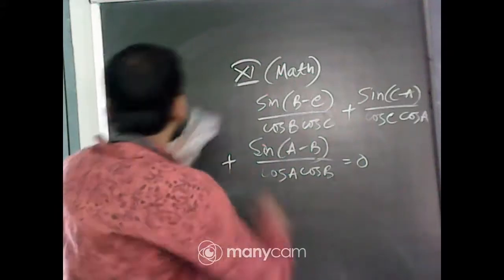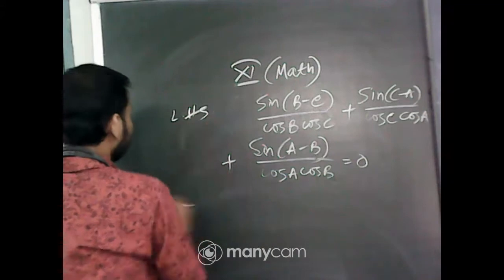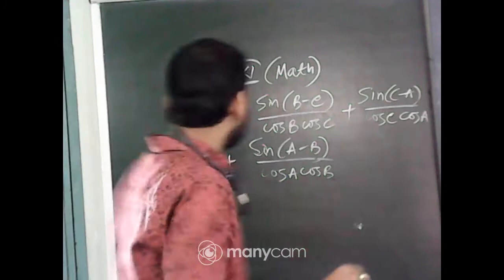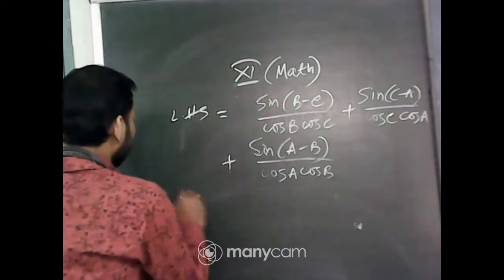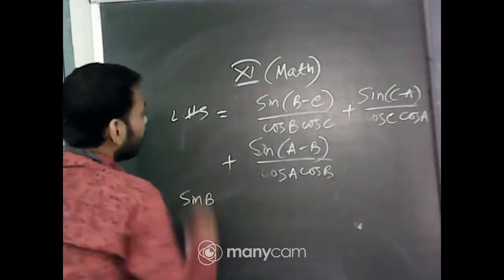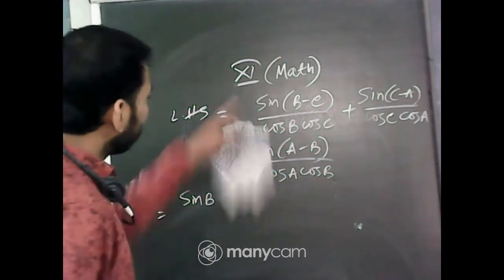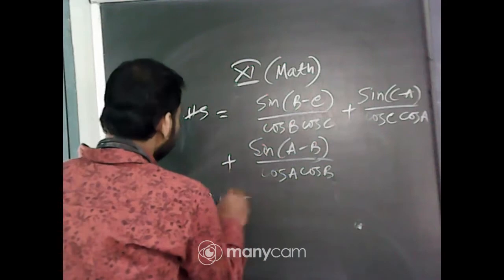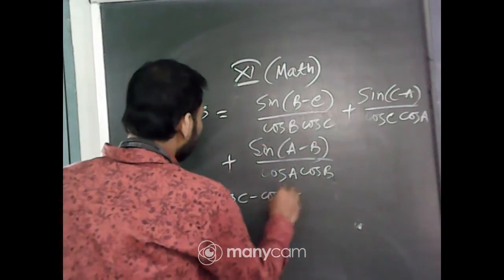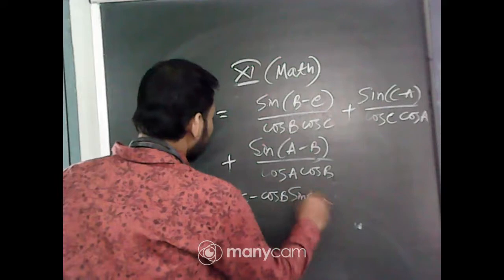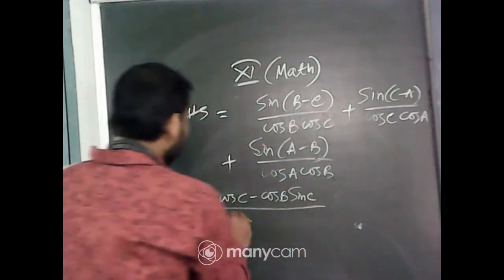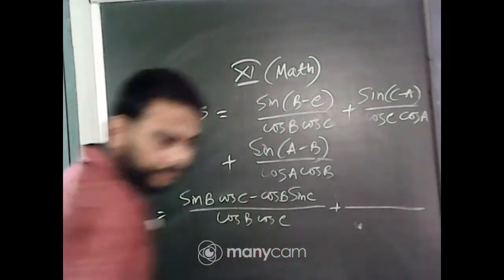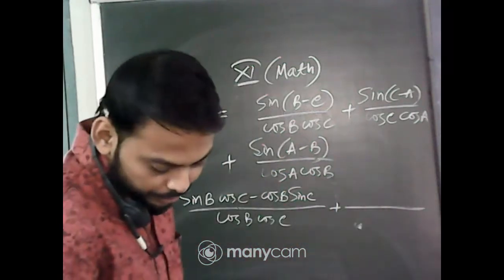Okay, this is the LHS of the problem. You have to show that it will be equals to 0. Now sine of B minus C, here we will use the formula sine of A minus B. So sine B cos C minus cos B sine C divided by cos B cos C plus, you do it, I am waiting.